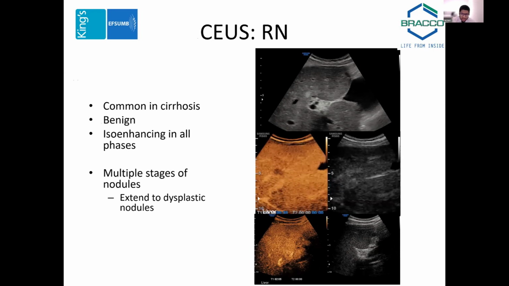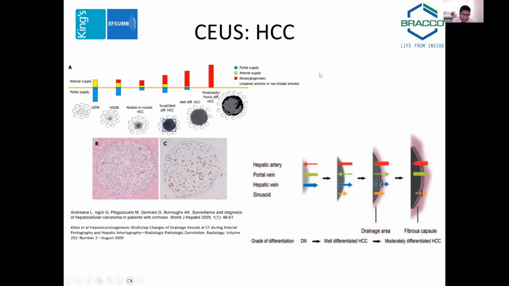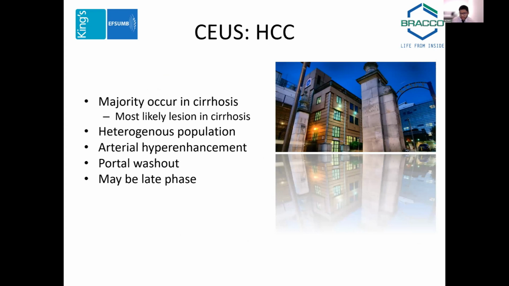However, regenerative nodules do exist on a spectrum where they can become dysplastic nodules, and dysplastic nodules can vary from low grade to high grade to a fine line before it starts to become a well-differentiated HCC to eventually a poorly differentiated HCC. And what's important about this is that you have a decreasing normal arterial supply. You have an increasing supply of unpaired or non-triadal arteries, neoangiogenesis, and a decreasing portal venous supply. That manifests with a particular enhancement characteristic, which is why there is a non-diagnostic criteria. And that's why it exists on an overlap with HCC.